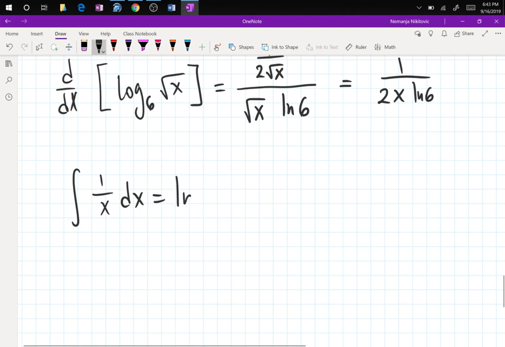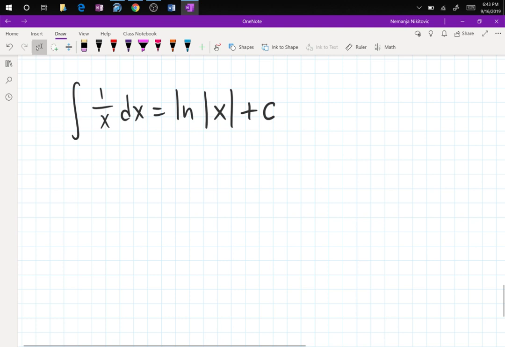Nope. ln of the absolute value of x plus c. Now some of you will be like, really? You said wrong. I said ln x and you said wrong. It is wrong, actually. You have to have absolute value there. It's not there for decoration. Here is the reason.